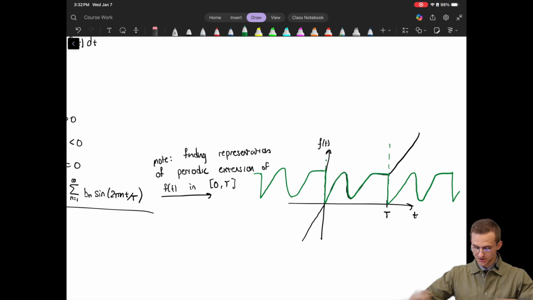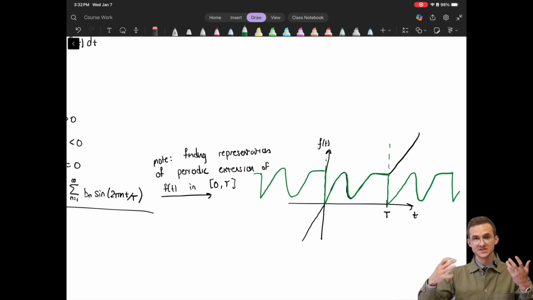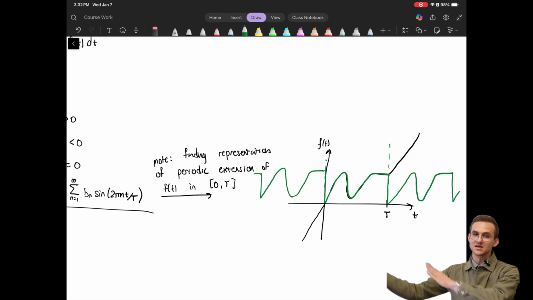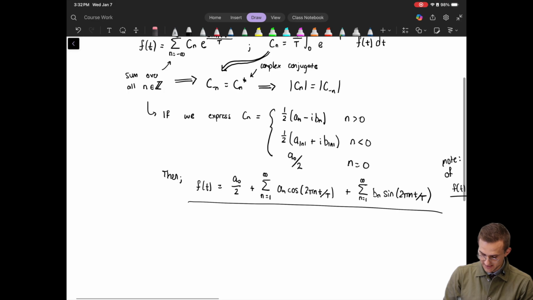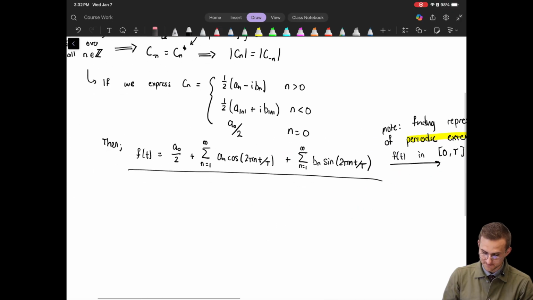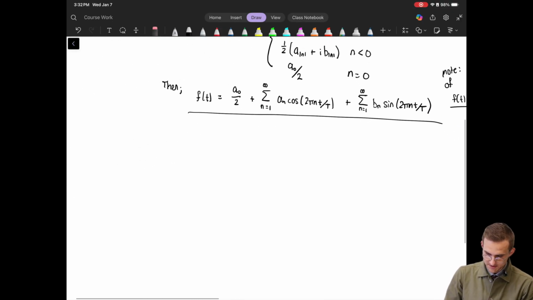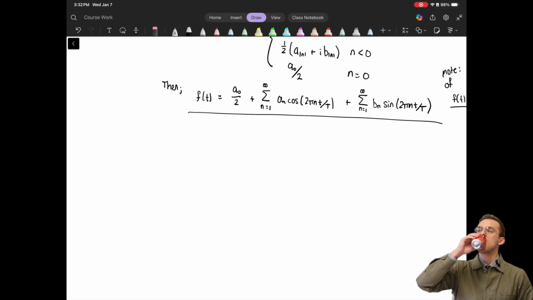So the periodic extension is taking all of the function values between 0 and T, and just copying and pasting them every capital T on the t-axis. Okay, hopefully that makes sense. That's what I mean by periodic extension. So that's the basic idea.